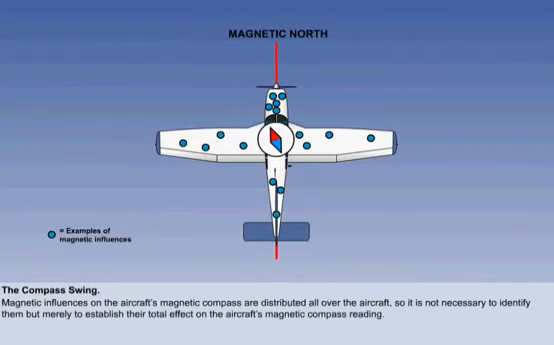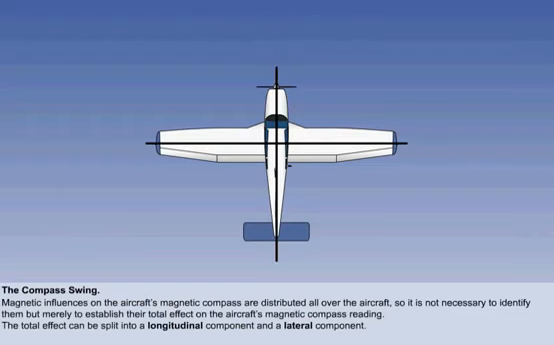Unfortunately, magnetic influences on the aircraft's magnetic compass are distributed all over the aircraft. Individually, they would be hard to locate and identify, so the solution is not necessarily to identify them, but merely to establish their total effect on the aircraft's magnetic compass reading. The total effect can be split into a longitudinal component and a lateral component.